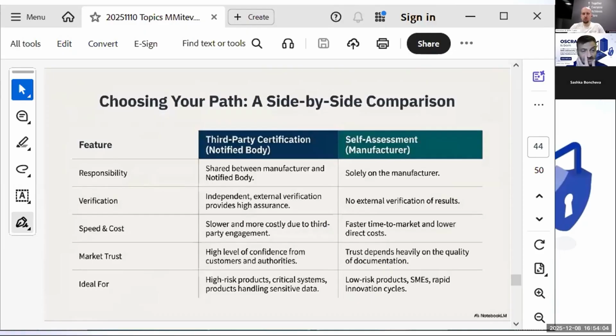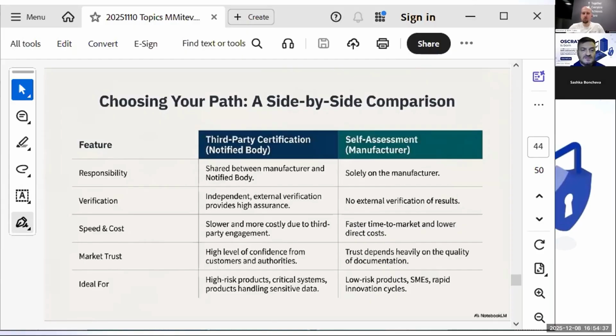Here I present a comparison of the two compliance paths. Third-party certification shares responsibility between the manufacturer and the notified body, and it provides independent verification that offers a high level of assurance. It's usually slower and more expensive, but it's the most trusted option for high-risk products.